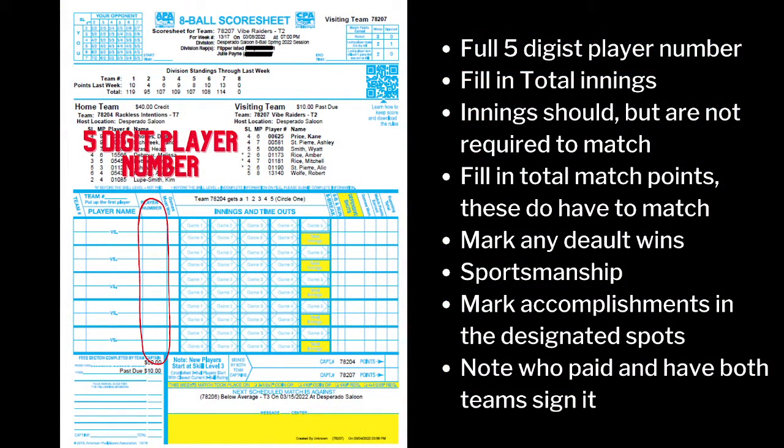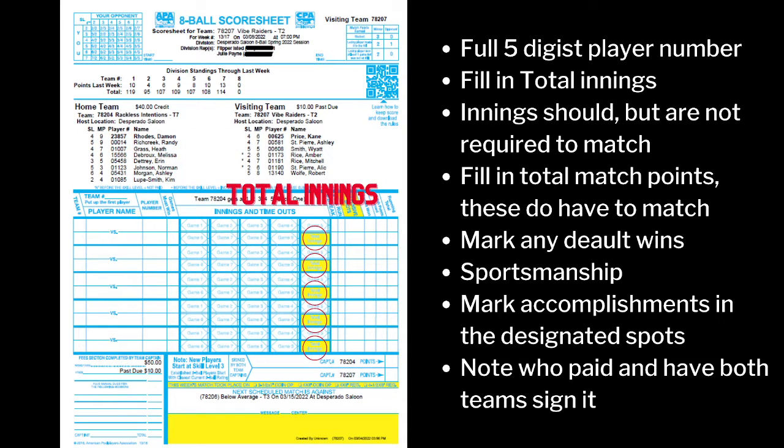Easiest ways to lose bonus points is not filling out your 5-digit player numbers or messing up when you're filling out those player numbers, something electronic scorekeeping can help you with. Another guaranteed way to lose bonus points is not totaling up your innings. So at the end of the race, when there's a winner, you need to go add up all the innings in all the little boxes. You need to write it in that yellow box that says total innings.